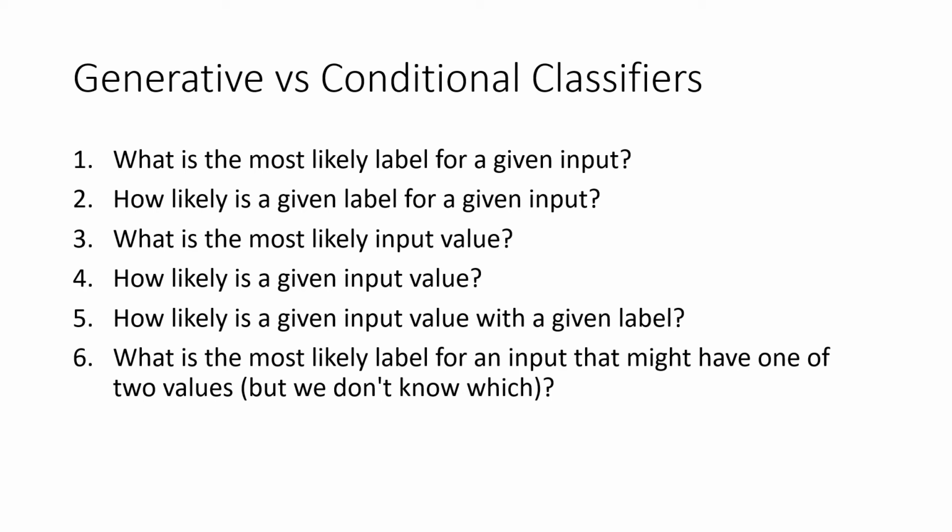The maximum entropy classifier, on the other hand, is an example of a conditional classifier. Conditional classifiers build models that predict the probability of a label given the input value. Thus, conditional models can be used to answer questions 1 and 2; however, they cannot be used to answer the remaining questions 3 to 6. In general, generative models are strictly more powerful than conditional models, since we can calculate the conditional probability from the joint probability, but not vice versa.